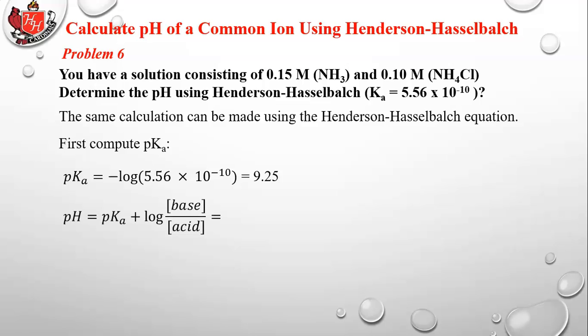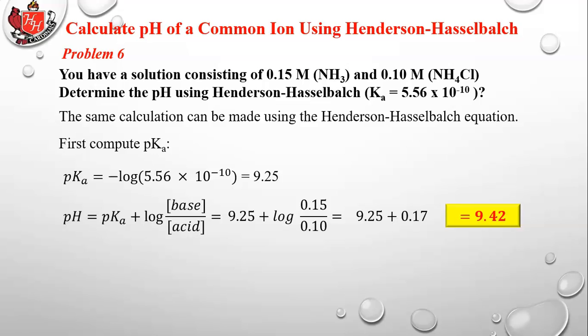There's the equation. So it's 9.25 plus the log of the base concentration on the top, that's the ammonia, 0.15, the acid concentration on the bottom, the ammonium. Just do the math on that, and you get 9.25 plus 0.17. So there you go. Okay, it's 9.42.